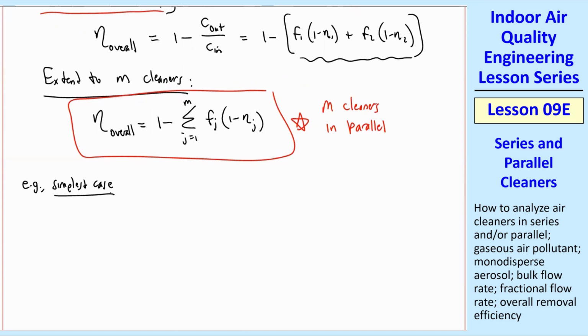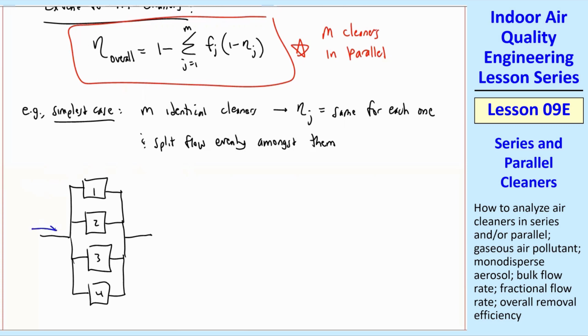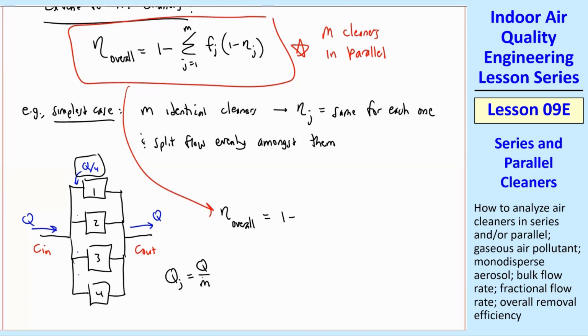For example, the simplest case would be if you have m identical cleaners, so the removal efficiency is the same for each of them, and you split the flow evenly amongst them all. So for example, if we have 4 identical cleaners in parallel, we have a Q coming in, the same Q coming out. We split the flow, and each one of these would be Q over 4. We have some C in and some C out. In general, Q for any of these cleaners, if they're all divided evenly, is Q over m, which means that Fj, which is Qj over Q, will be 1 over m.